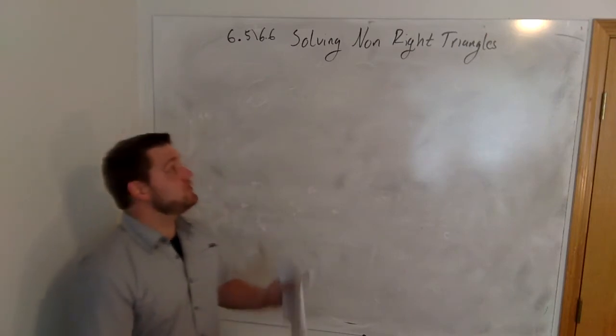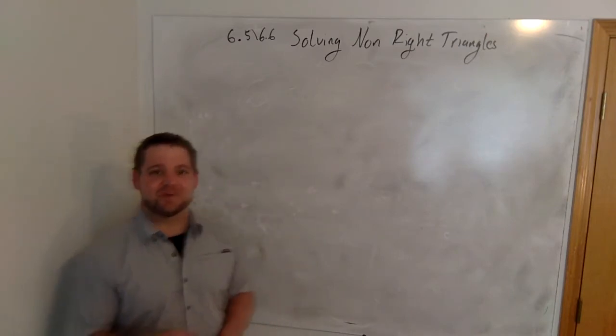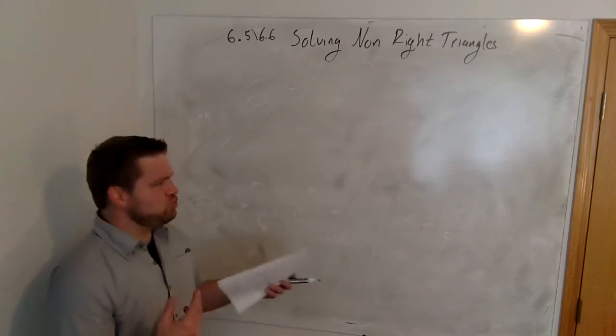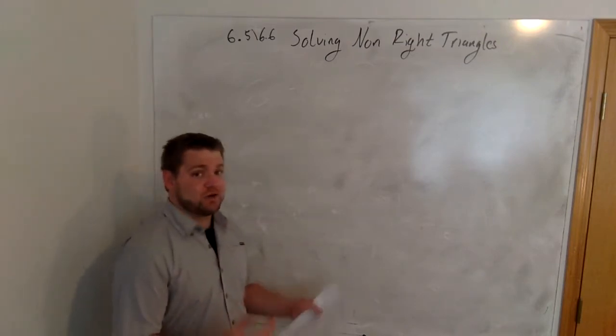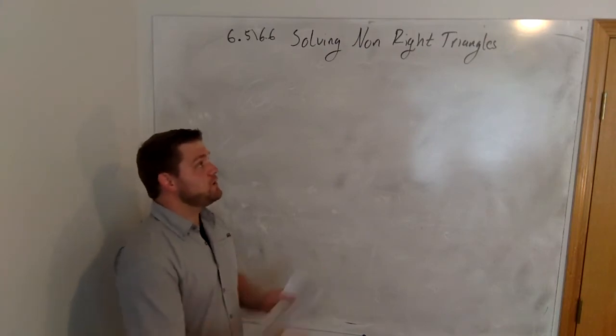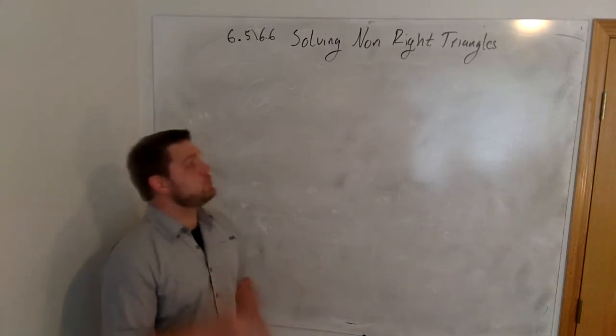So how do we work with non-right triangles? And that's what we want to start doing. What are the rules? What are the tools we have at our disposal that if we know some information about a triangle, not necessarily a right one, how could I figure out the other sides and the other angles? That's what we want to start doing.